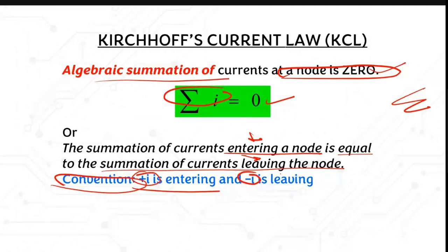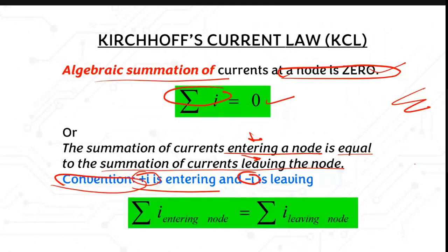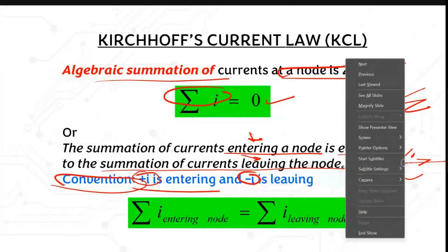For example, let's say we have a node voltage, and this one is V1, node 1. We have this current coming from this direction, you can see my arrow, right? Then this one is coming in, and this one here. So this one we call entering, and this one we call leaving the node.